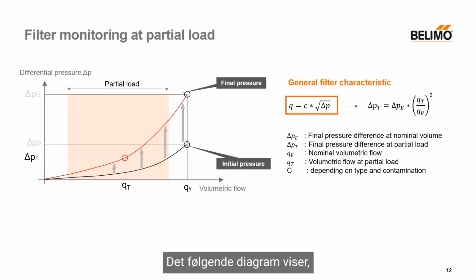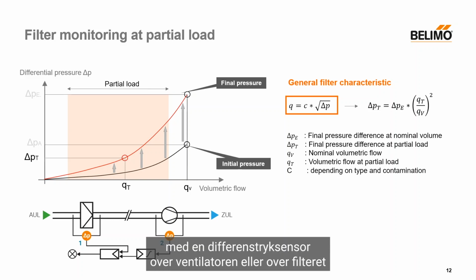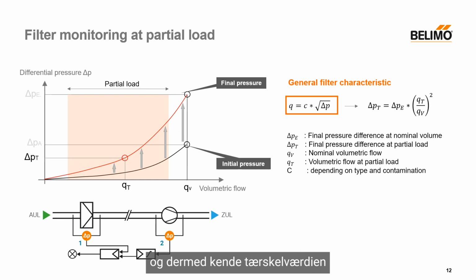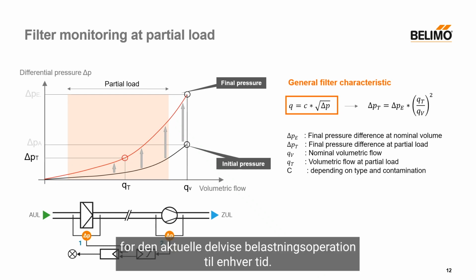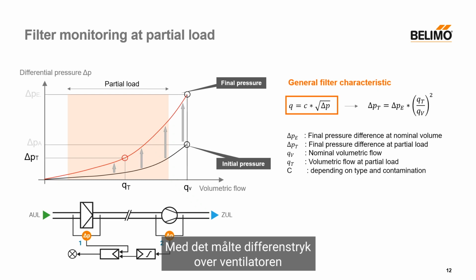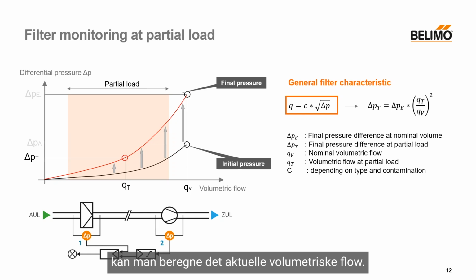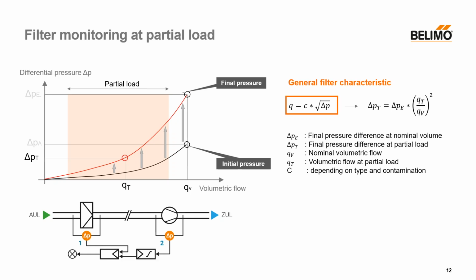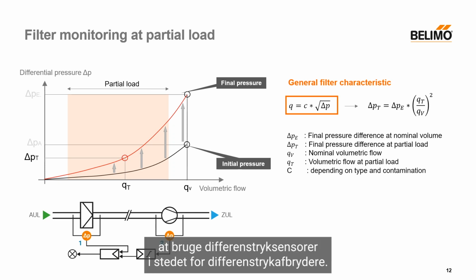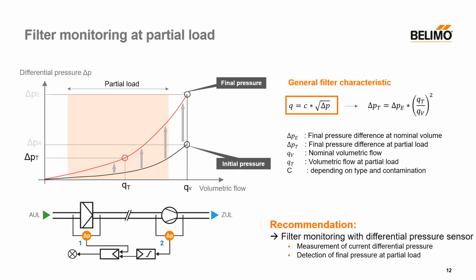The following schematic diagram shows that one can measure the required values with a differential pressure sensor above the ventilator or above the filter and thus know the threshold value for the current partial load operation at any time. With the measured differential pressure above the ventilator and the manufacturer's K value, one can calculate the current volumetric flow. Hence our recommendation to use differential pressure sensors instead of differential pressure switches.